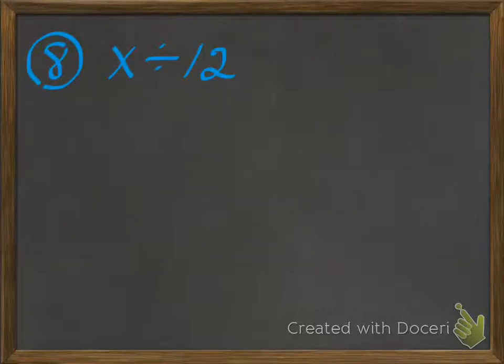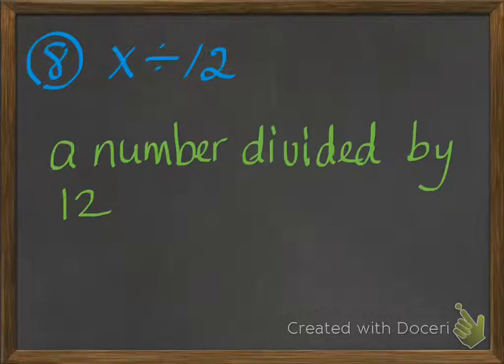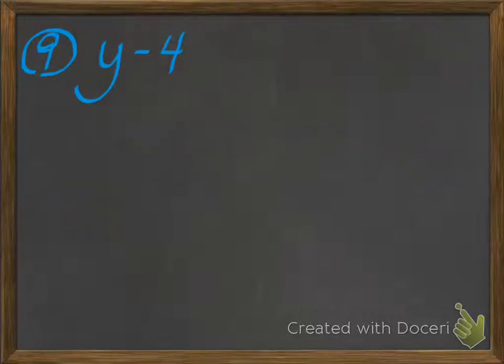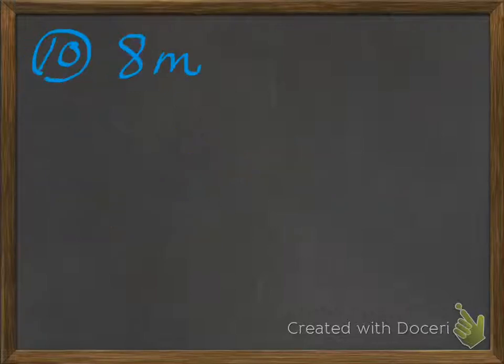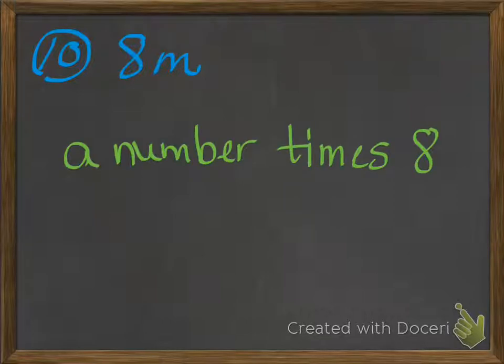Number 8, translate this into words. Okay, your answer should be something like a number divided by 12 or a number divided into 12 groups. Number 9, translate this algebraic expression into words. Okay, it should say something similar to 4 less than a number or a number minus 4. Either of those would work. Let's try another one. Translate this expression into words. Okay, so your answer might be a number times 8, or it could be the product of 8 times a number. Either of those would work.